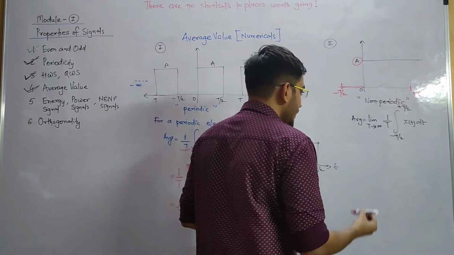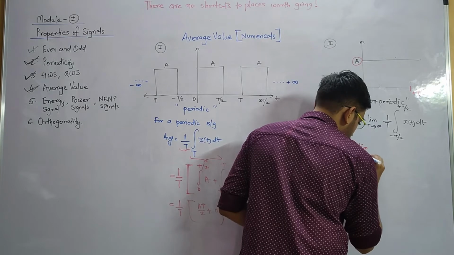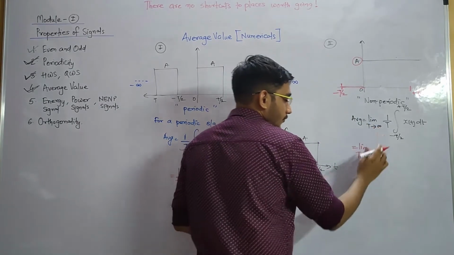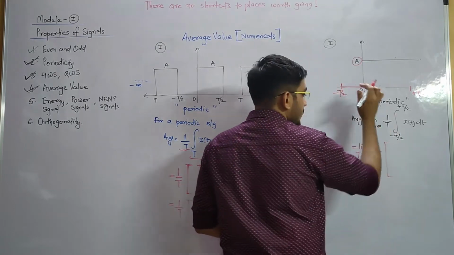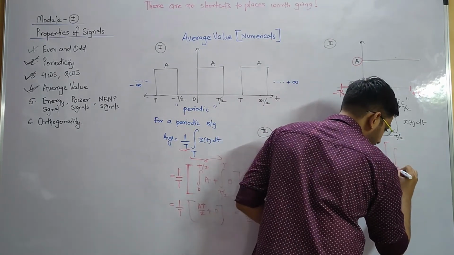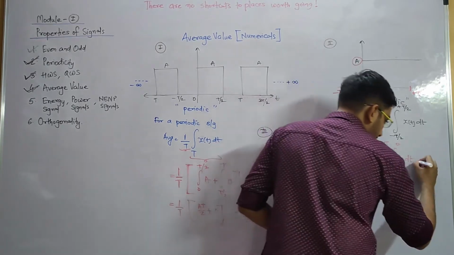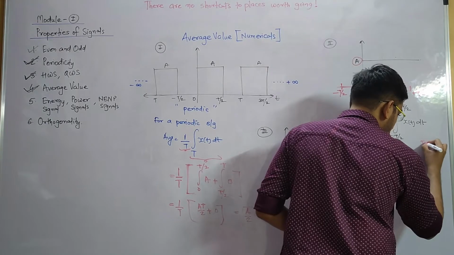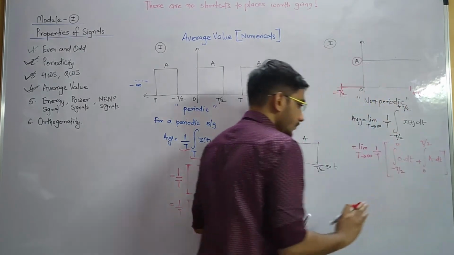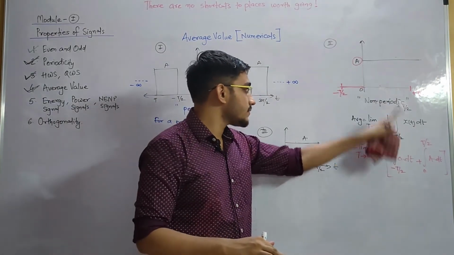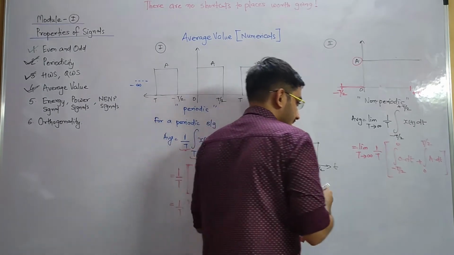Now let's try and solve this. So what you will do is, limit t tends to infinity, 1 by t, integrating from minus t by 2 to 0, the value was 0, dt, plus integration from 0 to t by 2, the value was a, dt. I hope you can see this, right? Great. Now let's see what happens next.